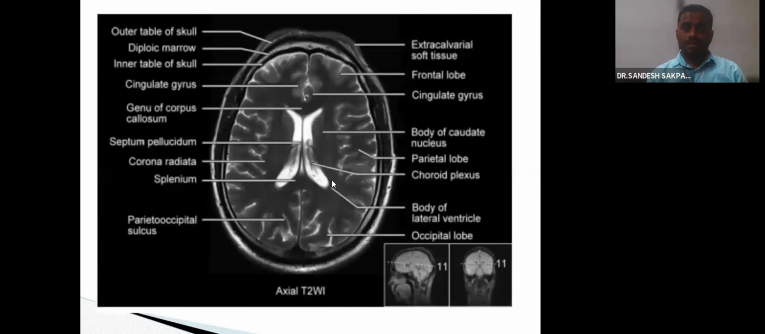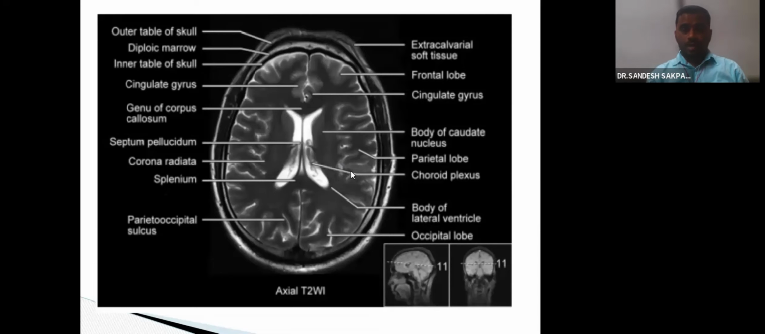When I come down a little bit, at this level we can see the lateral ventricle. Still, here we have the frontal lobe. Then here we can see a bit of basal ganglia structure. This is the caudate. Then we have the thalamus here. Beside the lateral ventricle, we have the corona radiata. This is the periventricular area, we can say.